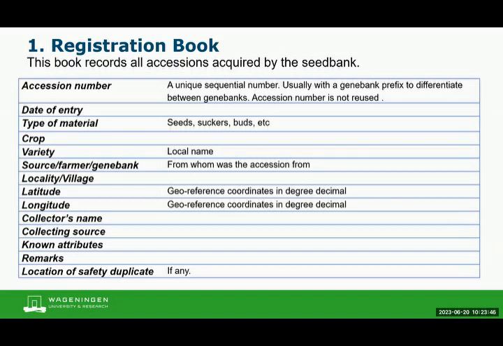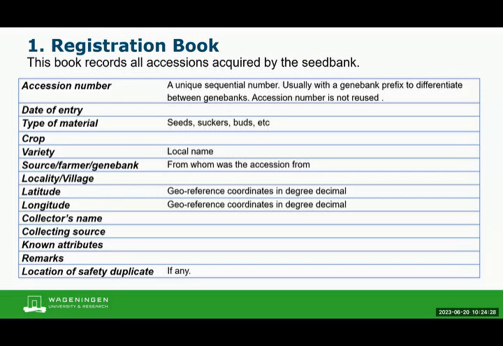So we are coming to the first document, the registration book, or it is called the accession register. We have the same name as it is used in a gene bank. So an accession or the registration book: every sample that comes inside the community seed bank will have an accession number, and it is a unique serial number. Usually the seed bank or the gene bank uses a prefix to differentiate between different seed banks. So if we have a Sanak gene bank, maybe as a community seed bank, it will start with SAN. Just giving you an example.